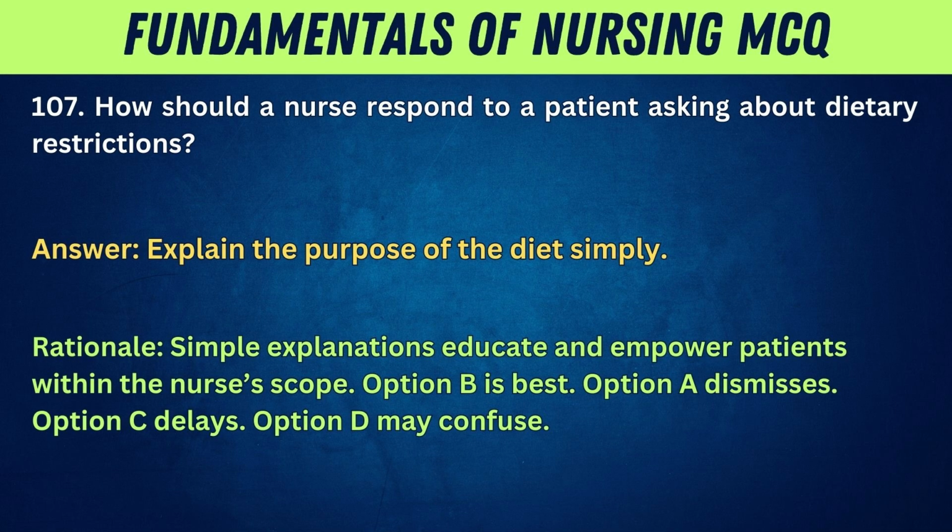Answer. Explain the purpose of the diet simply. Rationale. Simple explanations educate and empower patients within the nurse's scope. Option B is best. Option A dismisses. Option C delays. Option D may confuse.